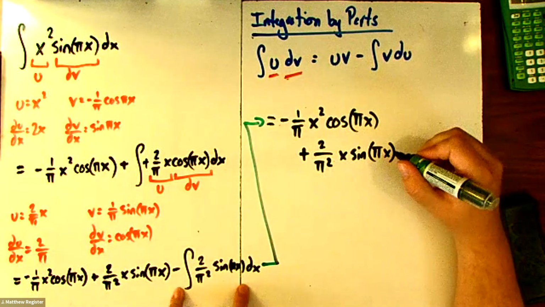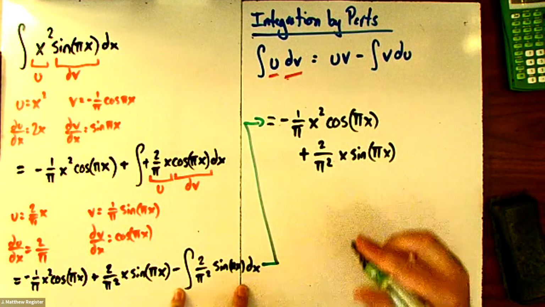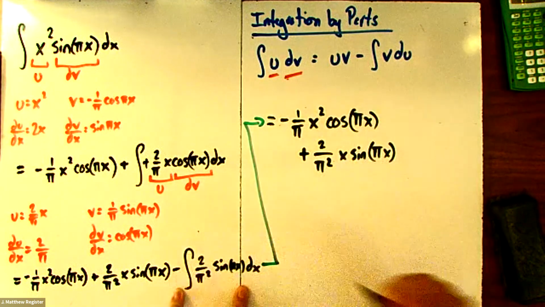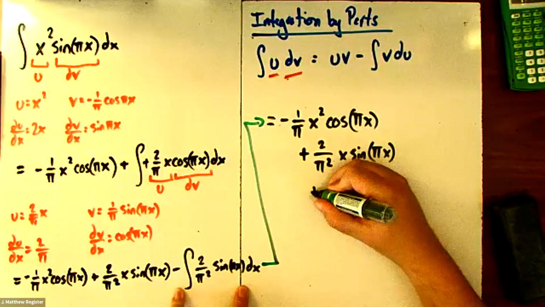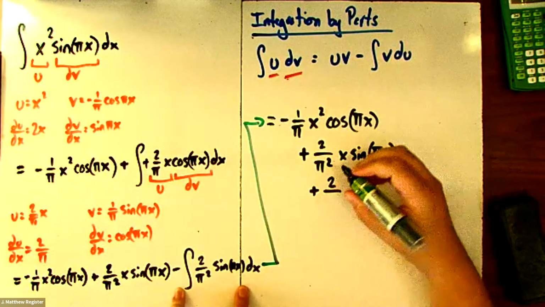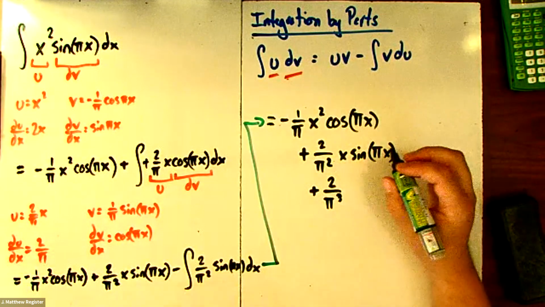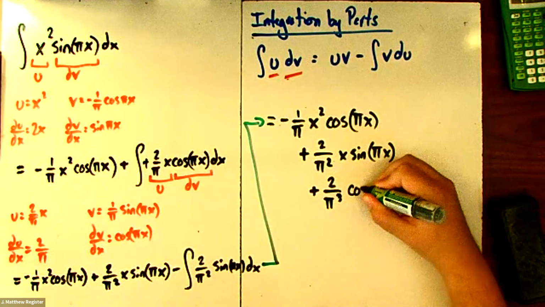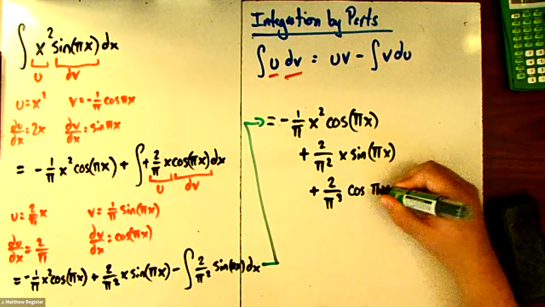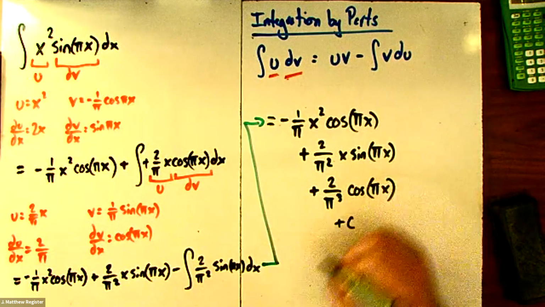And then integrating this, well, the integral of sine is going to go to a negative cosine. So we're going to get another negative out of this. And so a negative and a negative gives a positive again. And so we then get a plus 2 over pi to the third, because we get another pi coming out, cosine of pi x plus c.